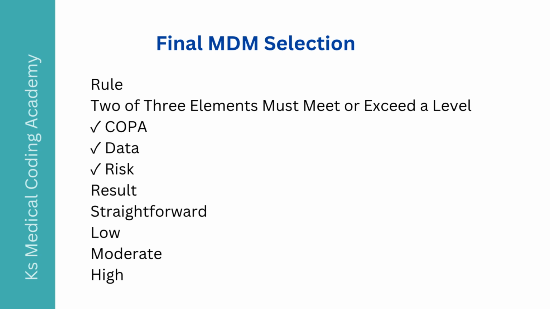The final MDM level is determined using the 2 out of 3 rule. This means at least 2 of the 3 MDM elements must meet or exceed a specific level. The 3 elements are problems addressed, data reviewed, and risk. Understanding this rule is essential for accurate E/M coding.